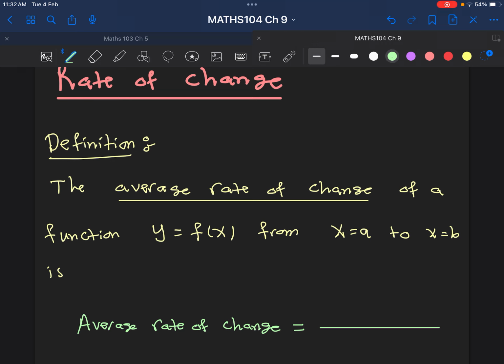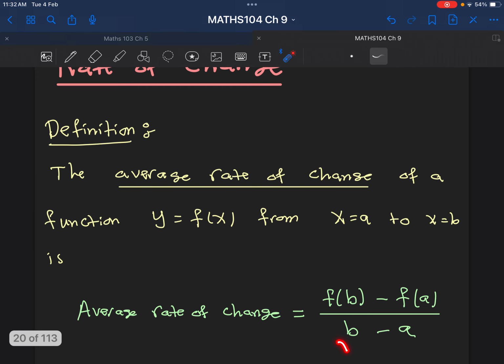I will write this formula and then we will discuss what it means. The average rate of change from x equals a to b is f of b minus f of a, divided by b minus a. That's the average rate of change. Does this formula remind you of something? Well, let me just write it down in a different way.